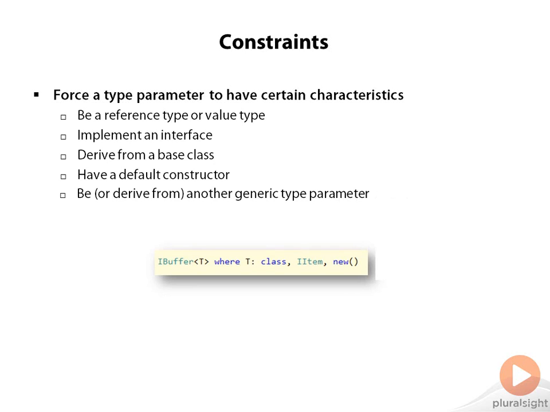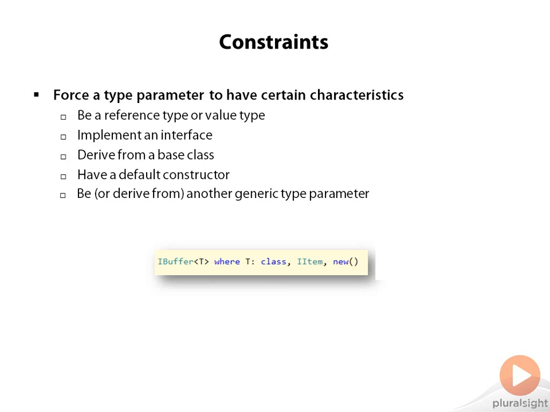The preview for the syntax is that this is all done using a where keyword when you define a generic type. After the where keyword, you can include the generic parameter name, a colon, and then a list of constraints that the parameter must meet. These can be one or more constraints.